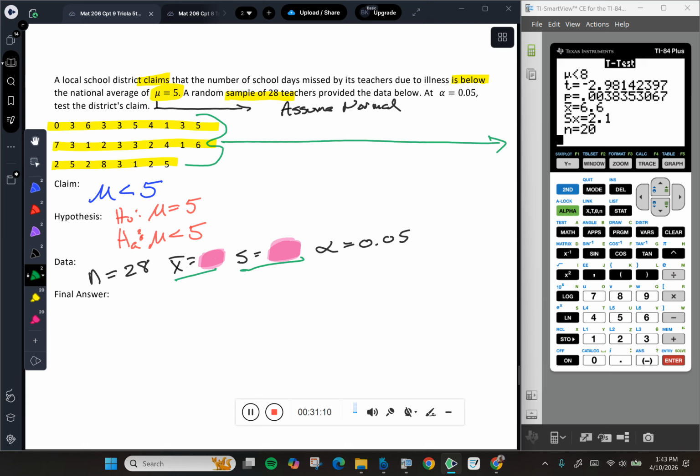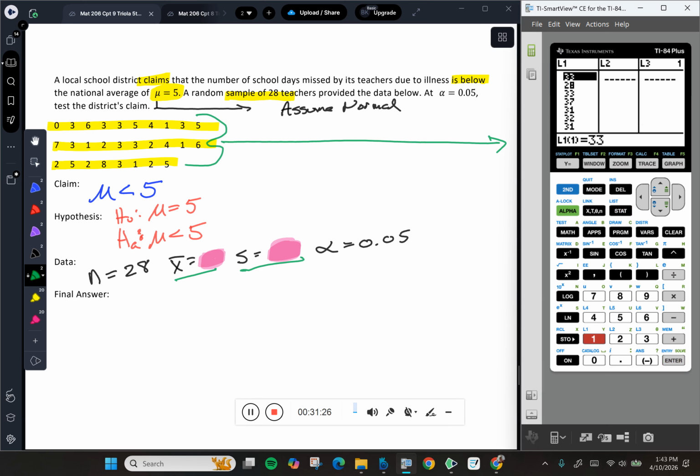So what we're going to have to do is go back to something we did a long time ago when we were finding means or standard deviations of data sets. And I need to put that data into a list on my calculator. So I've already got some garbage in there, so I'm going to clear it out. And now I need to put all of that data into there. So I need to put in my 0 and my 3 and my 6 and so on and so forth. So I'm going to pause the video. I'll come back when it's all typed in.